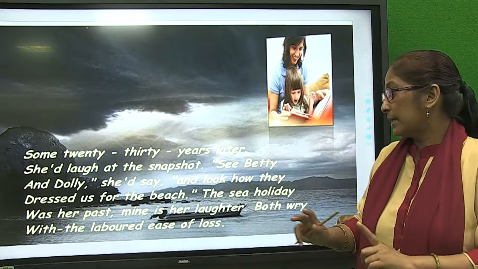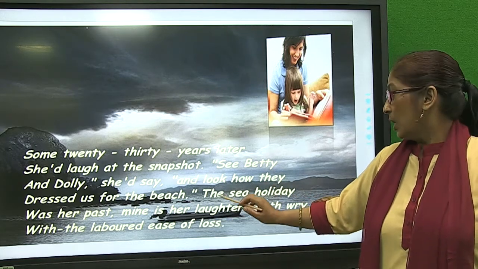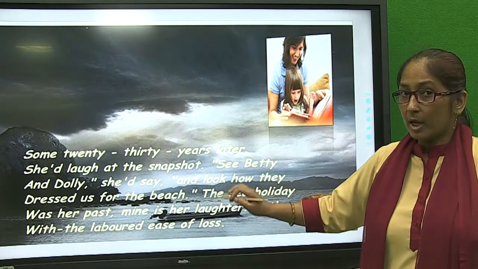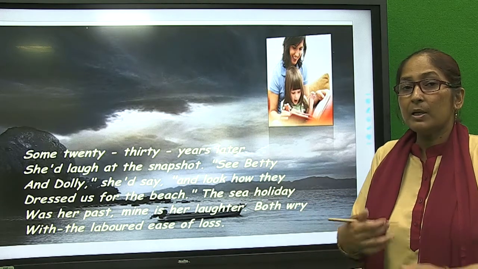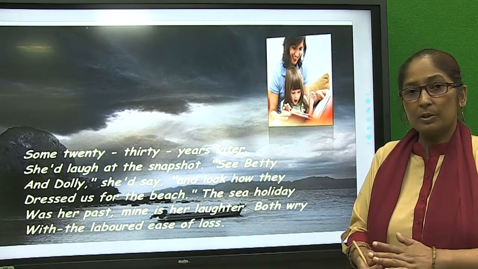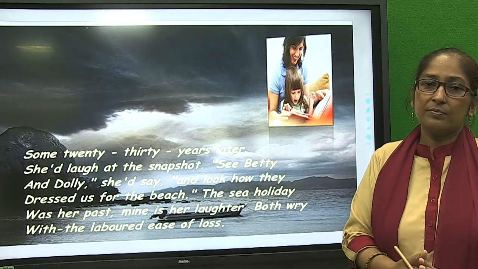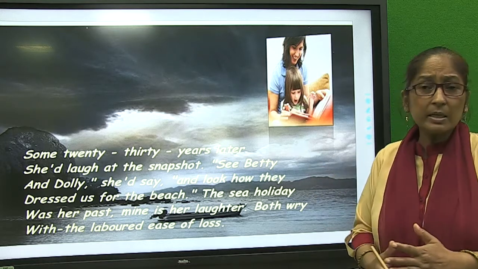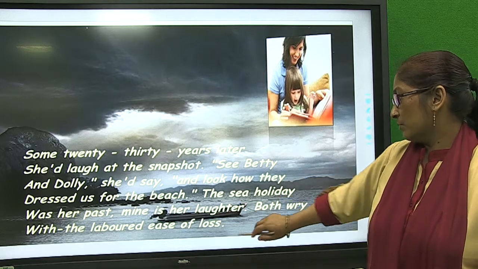Dono cheeze alag alag hai. Poet ka past kya hai? Apni maa ki hansi. Aur mother ka past kya hai? The sea holiday, the happy childhood of her mother. Dono hi apne apne loss par dukhi hai. Both are sad on their losses. The poet is sad on the laughter of her mother, because both write with the labored ease of loss.